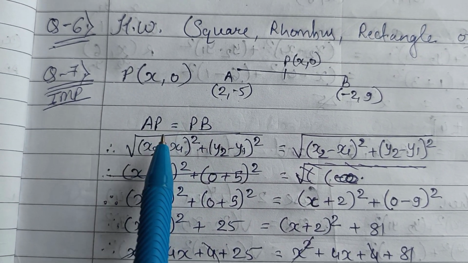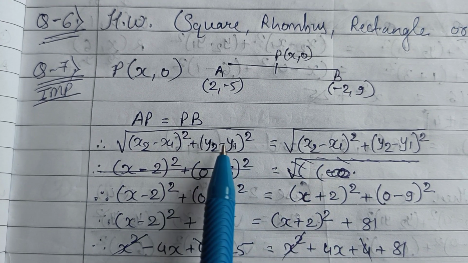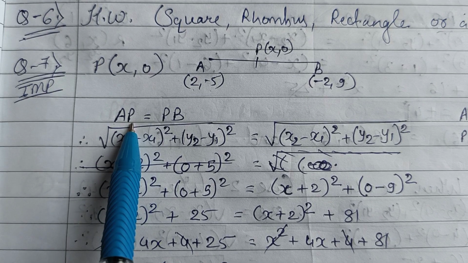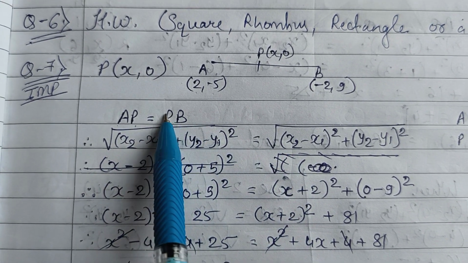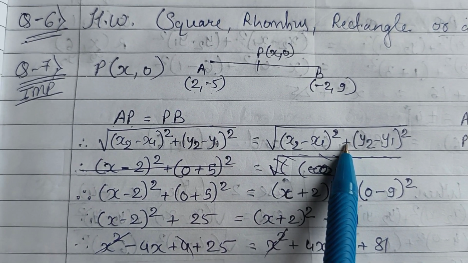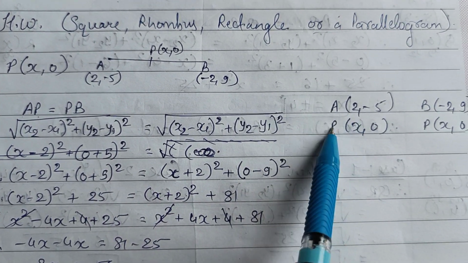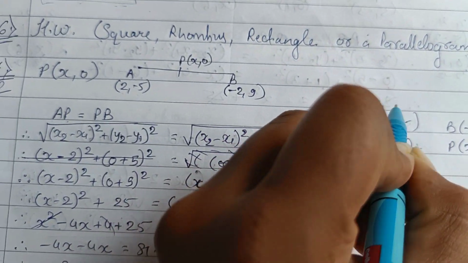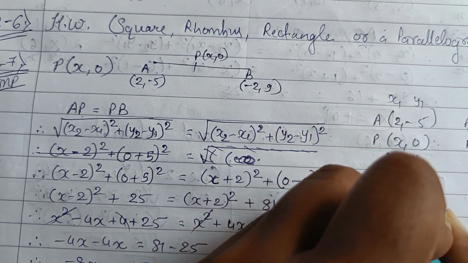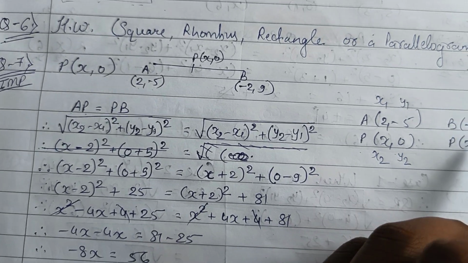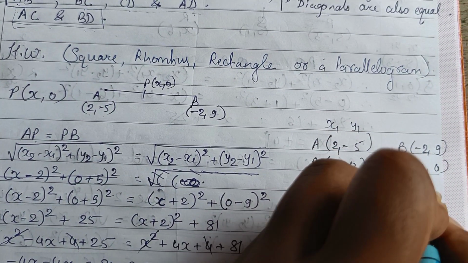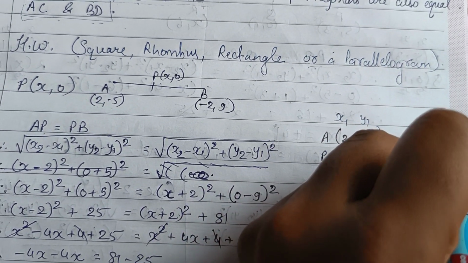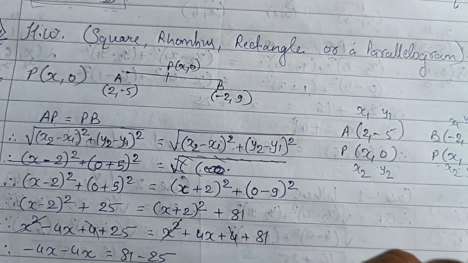So you have to apply the formula on both sides. What is our formula? That is the distance formula. You have to find the distance AP on the left hand side and the distance PB on the right hand side. So the same formula. For AP your points will be (2, -5) and P (x, 0). So this will be your x1, y1 and this will be your x2, y2 for AP. And for PB, these will be your points, that is (-2, 9) and P (x, 0). So this will be your x1, y1 and this will be your x2, y2.